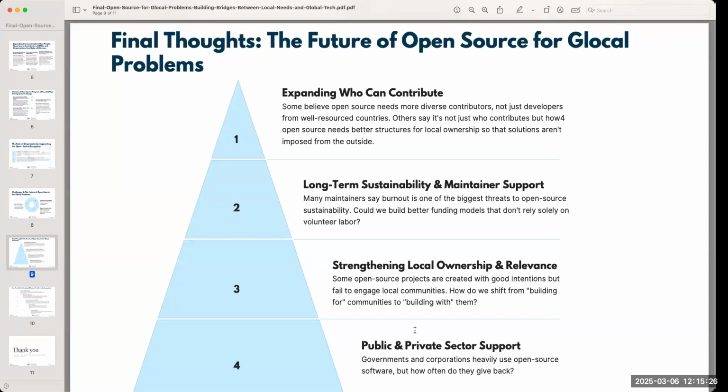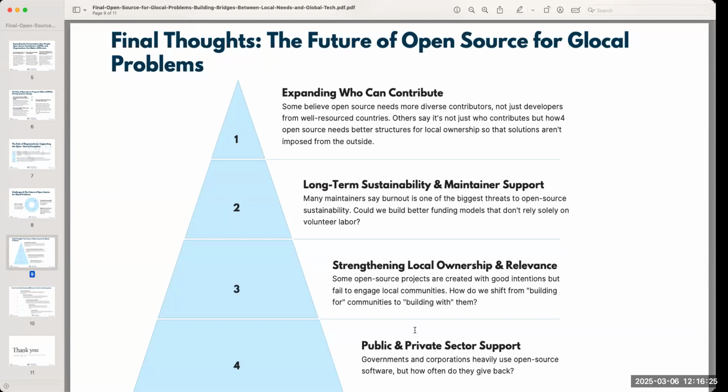The third thing is strengthening local ownership and relevance. Some open source projects are really created with good intentions, but they fail to engage more communities in building with them, right? The other question I have under this is that local developers and organizations often lack the resources to fully maintain open source solutions. So could global contributors play a better role in mentorship and collaboration? And my last question under the third thought is, should we rethink the way documentation and interfaces are designed? I talked about it earlier. So we make open source tools more accessible, not just to non-English speaking people, but for people living with disabilities and underrepresented communities, right?